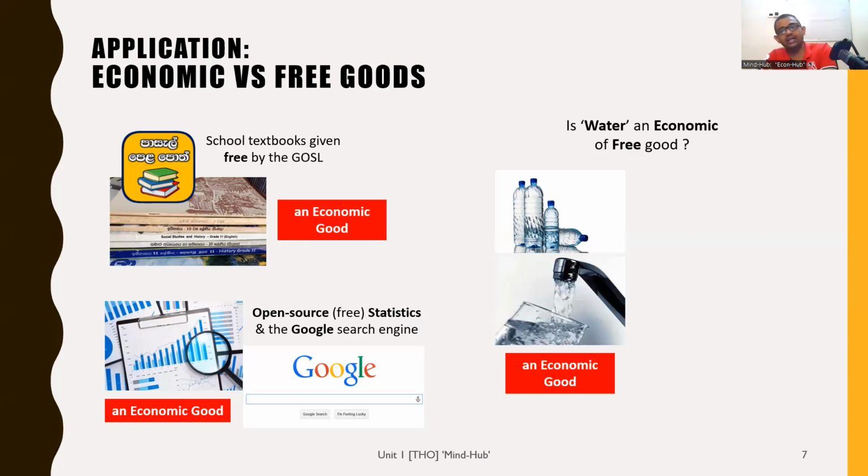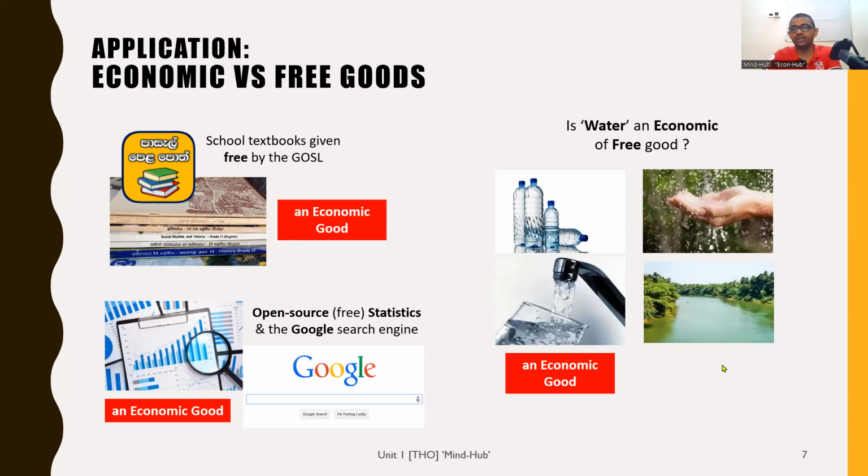Then in what context or situation is water a non-economic good? When it's rainwater, when it's river water, then we say they are non-economic goods. They are non-economic or free goods. Anything is like that, but always be clear. Lakes, streams, in natural form, waterfalls, water springs are there, no? All that.